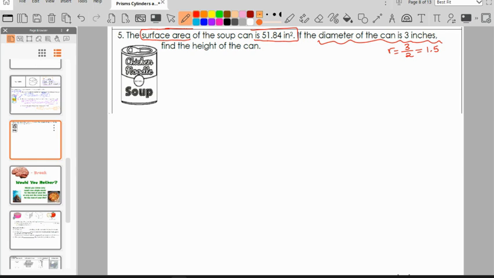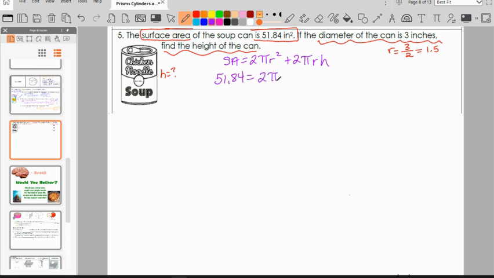Okay, find the height of the can. They want to know what the height equals. Okay, do you remember our strategy? If they give us the surface area and we want to solve for the height, we're going to plug it into the formula for surface area. So the formula for surface area is 2 pi r squared plus 2 pi rh. So we know the surface area is 51.84, so I'm going to plug that in.